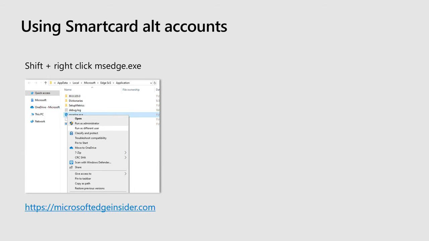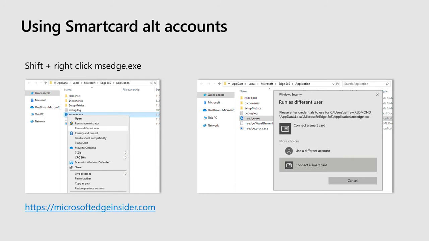To use a smart card alt account in gateway mode, there's a little nuance involved. What you need to do is run the browser as a different user. You can do this with Chrome or the new Chromium-based Microsoft Edge, which you can get at MicrosoftEdgeInsider.com, and there's been all kinds of people talking about it here. So you shift and right-click to choose Run as Different User. You can put in your smart card. I don't have a smart card alt account, otherwise I would show you, but you put in your smart card, put in your PIN, and you're elevated.